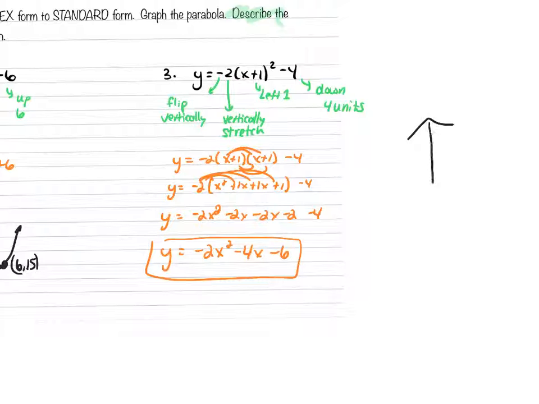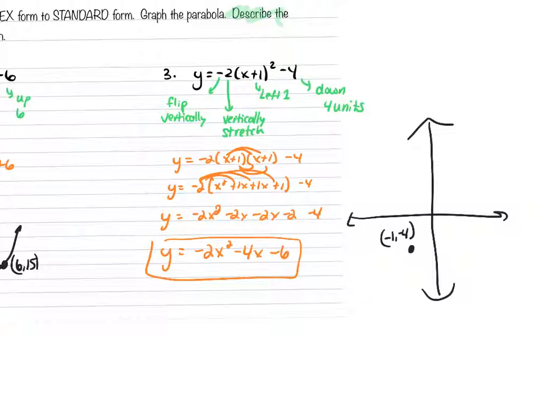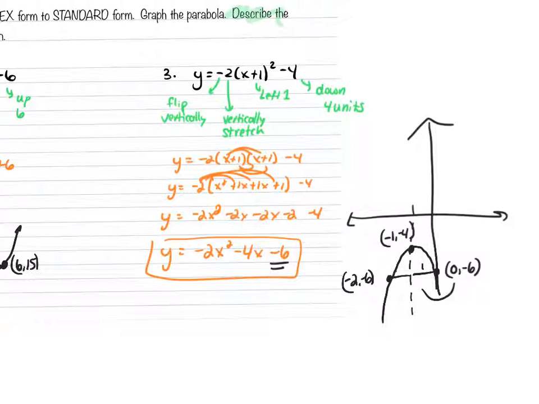So we can now make a graph of this. We know the vertex has been moved left 1 and down 4 units. So I'm going to put that right here at (-1, -4). The y-intercept should be at (0, -6). And I can find its partner point by finding the distance to the axis of symmetry. That was a distance of 1, so I'd travel 1 more. And that would bring me to the point (-2, -6). And we've created a sketch of our parabola.